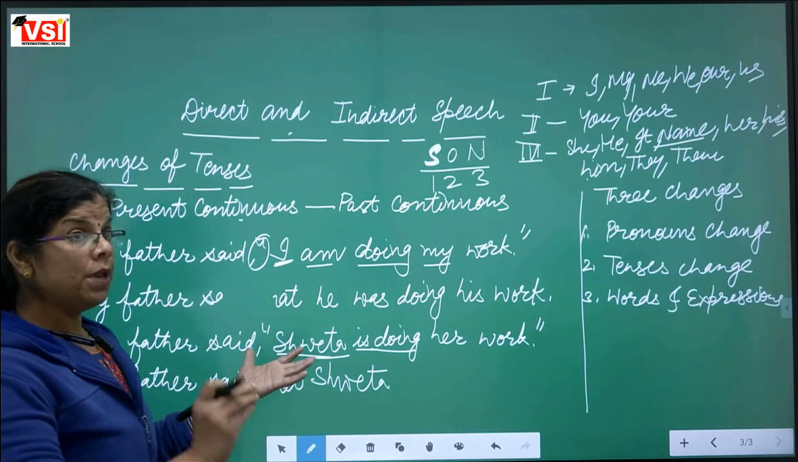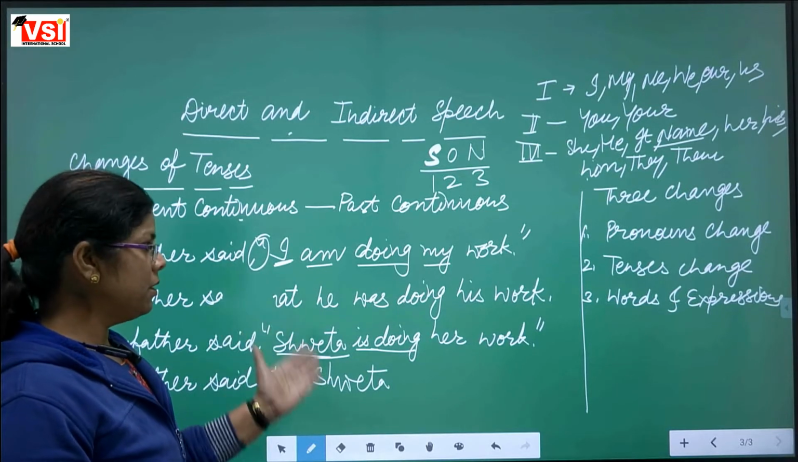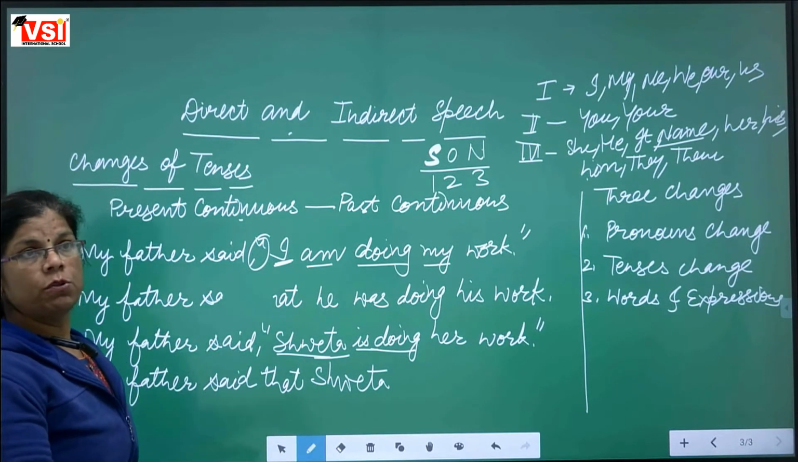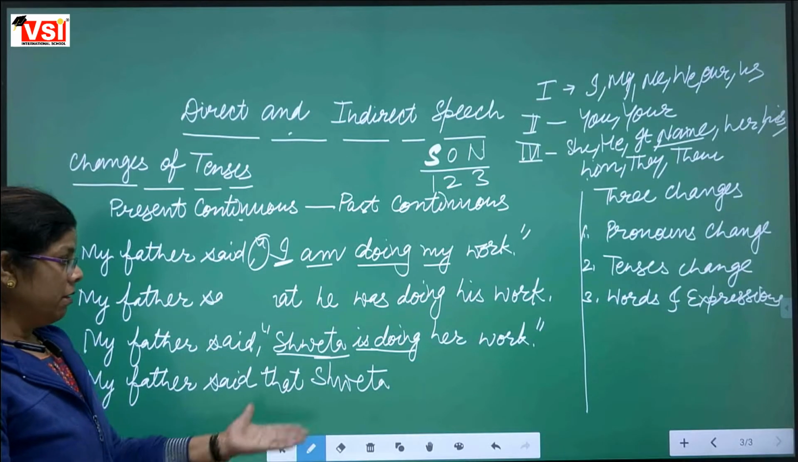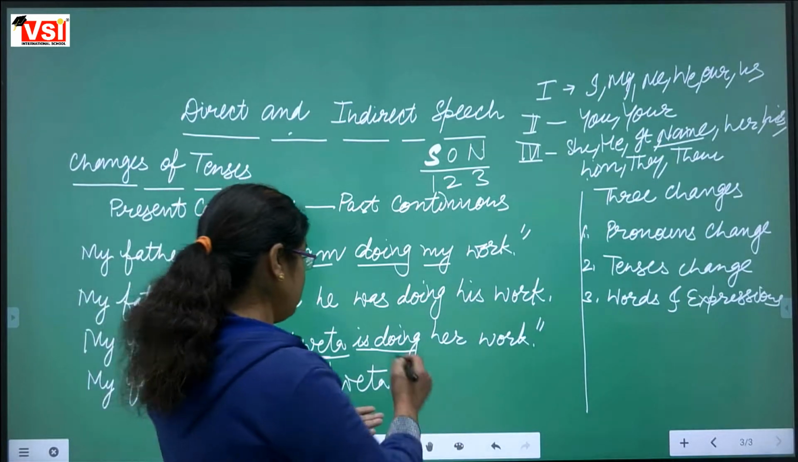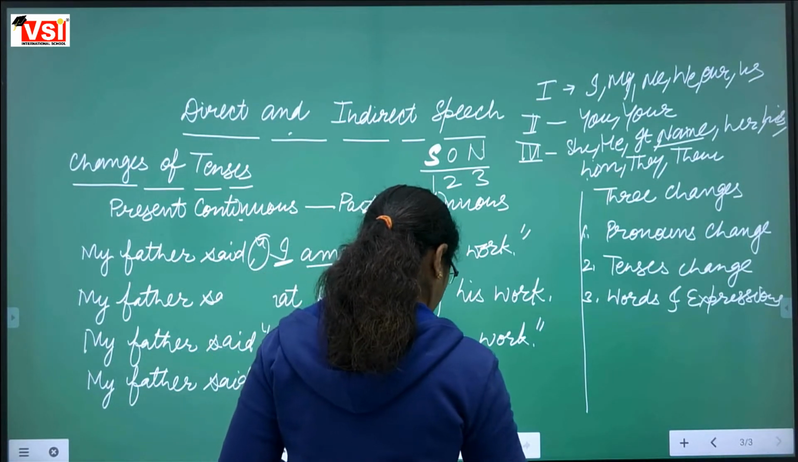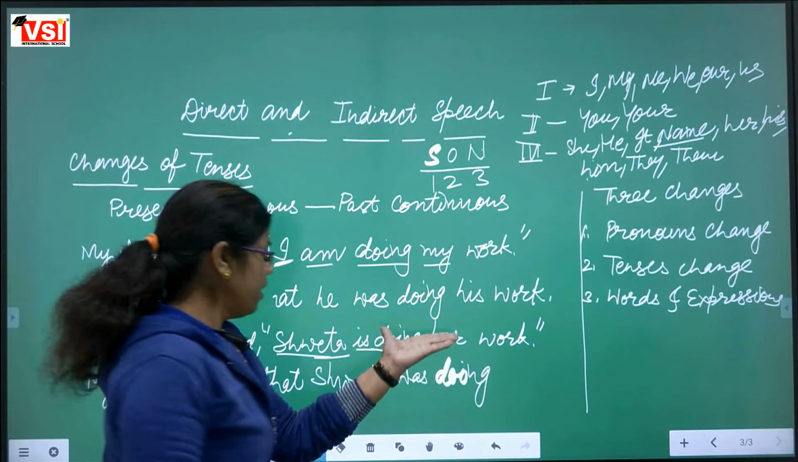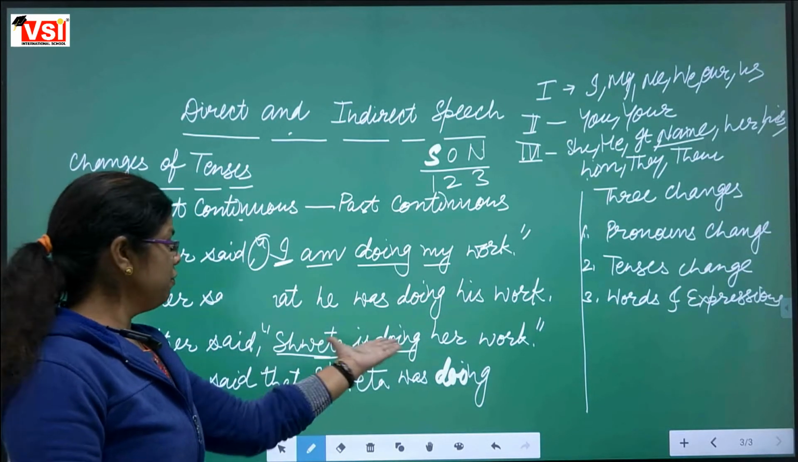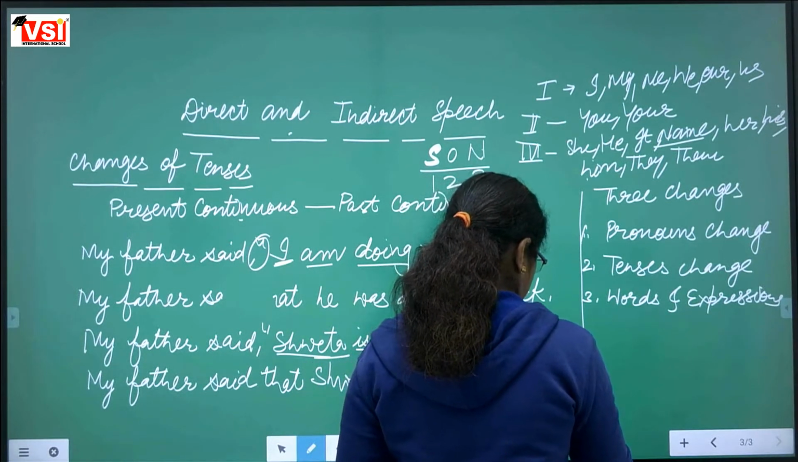It doesn't mean कि आपका tenses का change भी नहीं होगा. आपको concentrate करना है. बाकी सारे changes तो होंगे इसमें. Fine. Shweta will be Shweta only. But is doing will be was doing. Was doing. And her. Shweta, it belongs to Shweta. That's why we are using her work only.